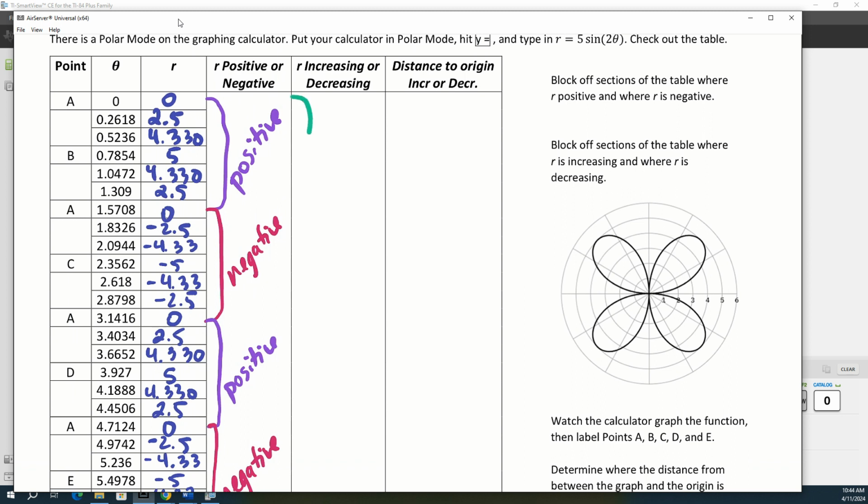So from 0 to where we get the point B, that's going to be increasing. All right, and then 5 all the way to negative 5, where the R is 5 to negative 5, that's going to be decreasing. Those R values are just getting smaller, smaller, and smaller.